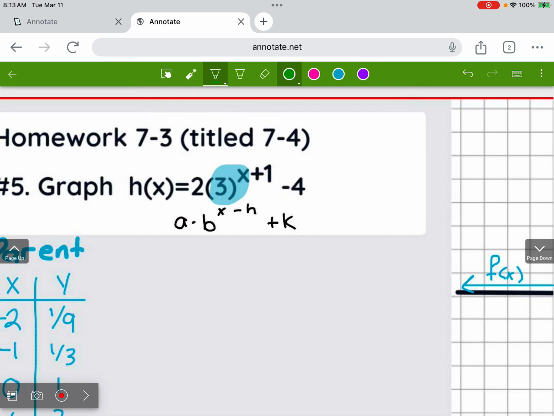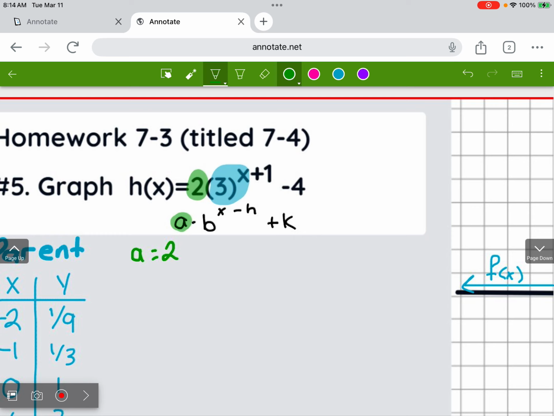So a is the number that's multiplied in front. In this case, it's this 2 that's multiplied in front. So my a equals 2. That means I'm going to take my function and it's going to get stretched vertically. If my a is bigger than 1, it stretches. If my a is smaller than 1, it compresses. It looks like somebody sat on it because it's so squishy and cute. And then if my a is negative, that's when we get our reflection over the x-axis.